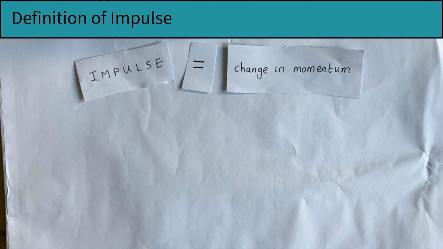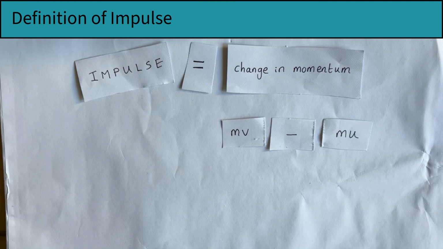Impulse is probably used less often than momentum in day-to-day life, so it can be a bit harder to understand. The formula that we need to know is that it's the change in momentum. In other words, it's mv, which is the end momentum, subtract mu, which is the starting momentum. Another formula is F times T, but that's less useful. We're going to use the top formula a lot more often.